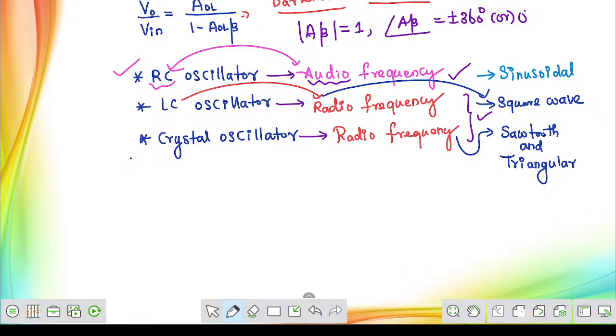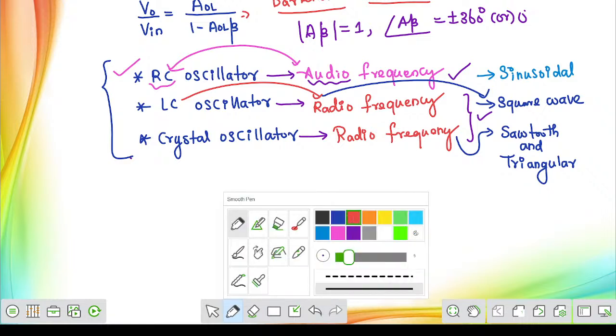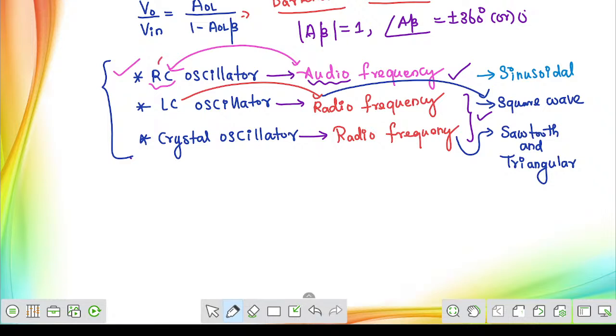So what is the conclusion? Oscillators are broadly classified into three types: RC phase shift oscillator, LC oscillator, and crystal oscillator. In the RC oscillator, the frequency of oscillation is audio frequency; the other two are radio frequency oscillation. The RC oscillator generates a sinusoidal waveform. The LC oscillator generates a square waveform, you must remember. The crystal oscillator generates triangular and sawtooth waveforms. These are very important.